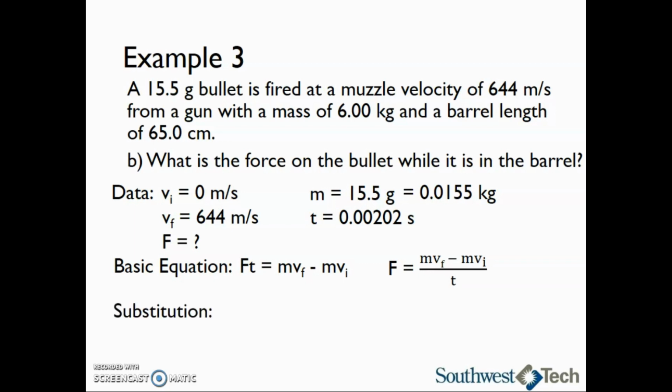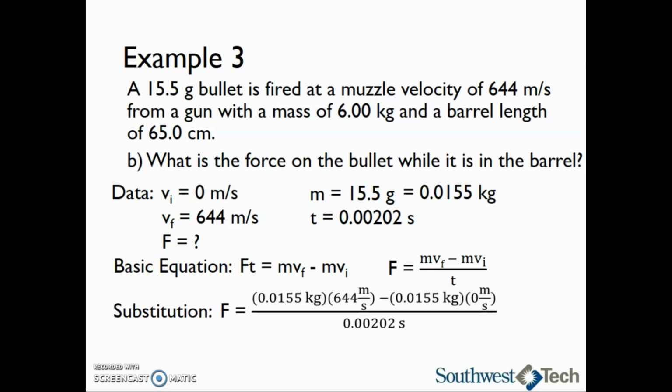Next, we can substitute in all of our data. So force is equal to 0.0155 kilograms times 644 meters per second minus 0.0155 kilograms times 0 meters per second, all divided by 0.00202 seconds. The second term in our equation is equal to 0 since the initial velocity is 0. Calculating, we see that force is equal to 4,940 kilogram meters per second squared, which is the same thing as 4,940 newtons.